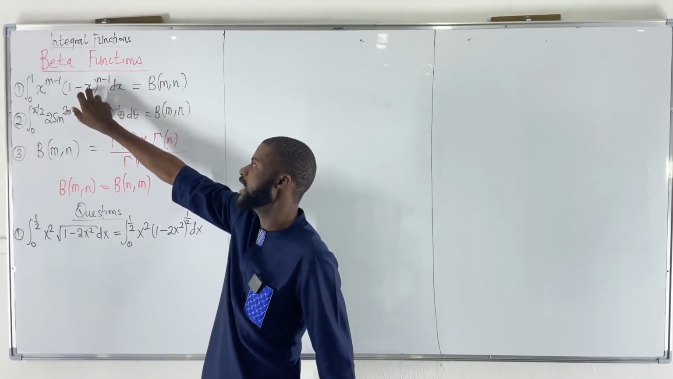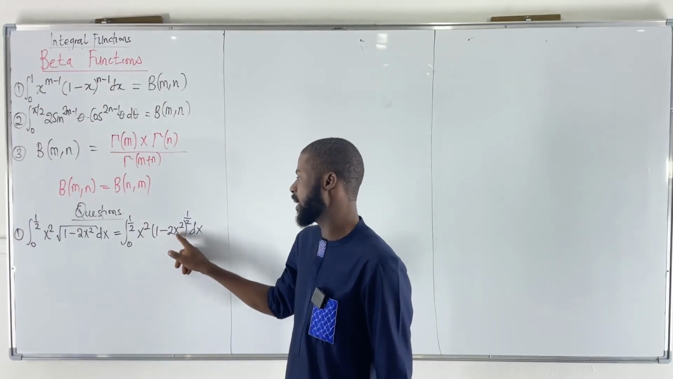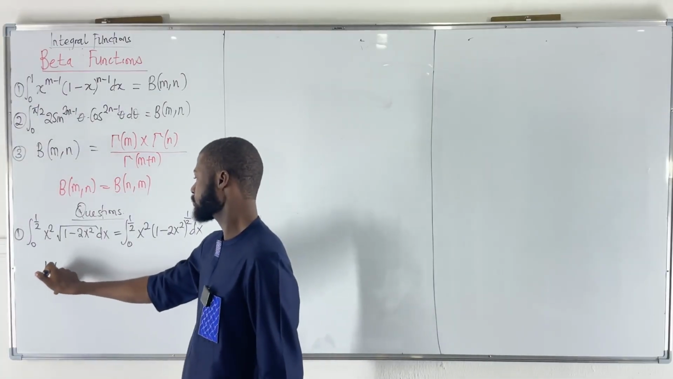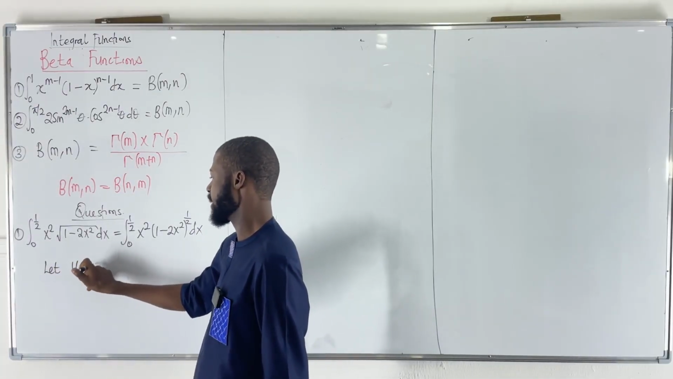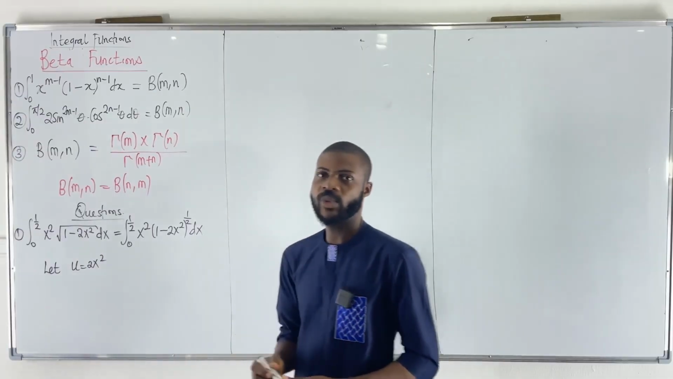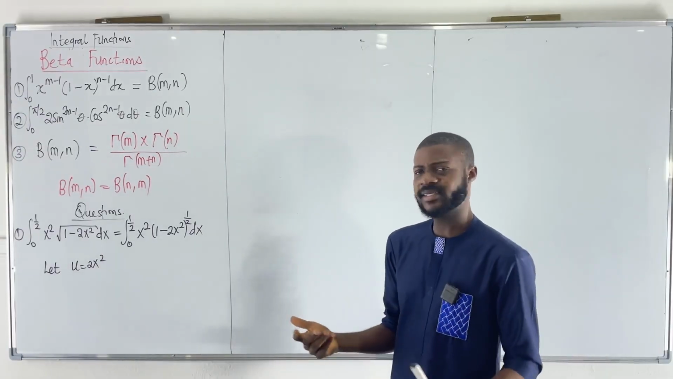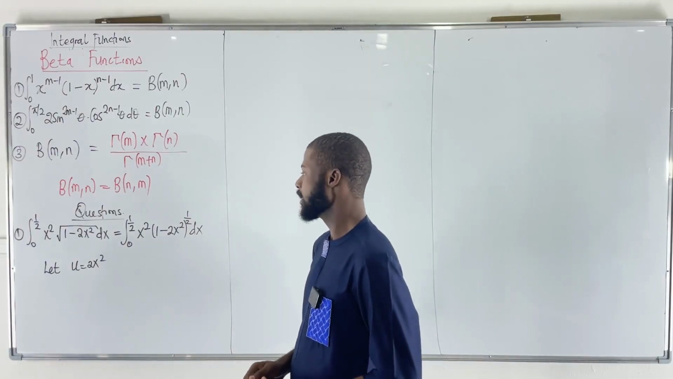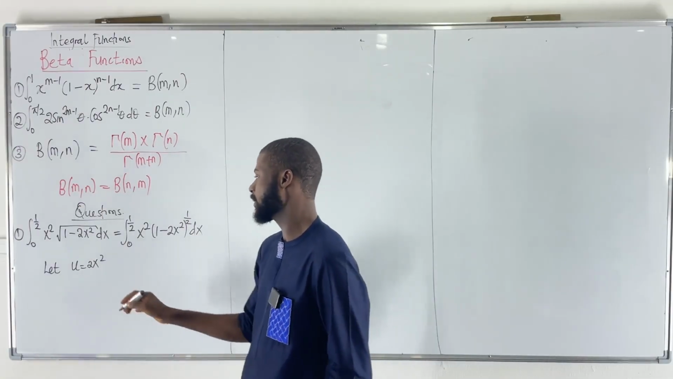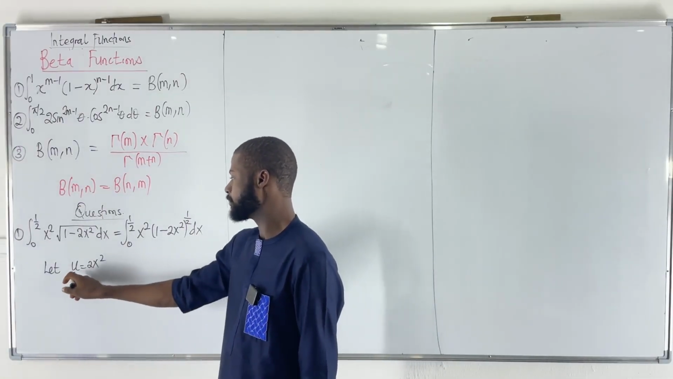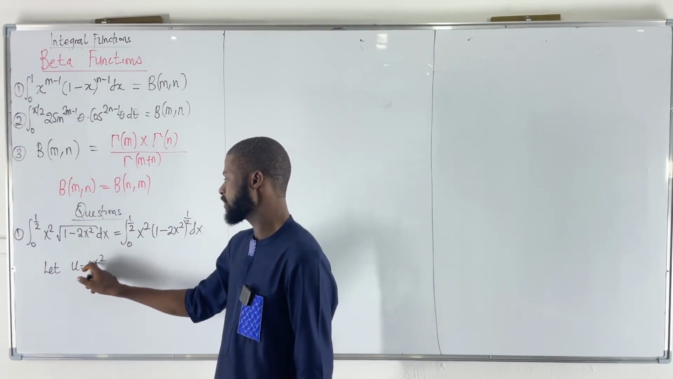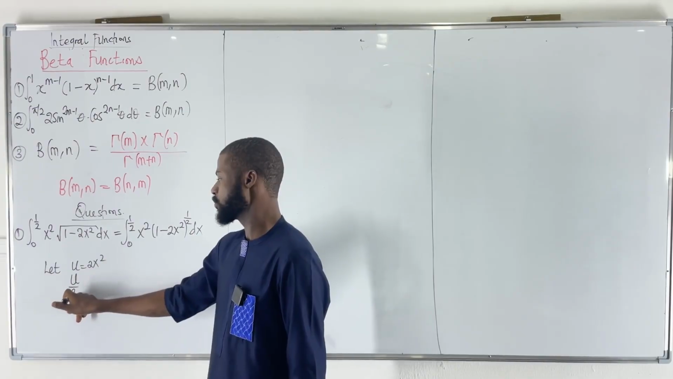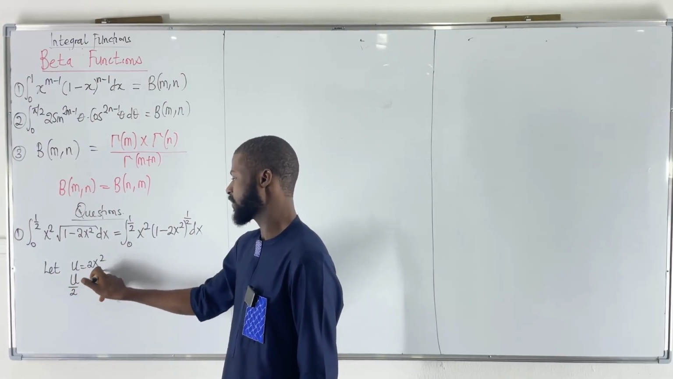But the problem is that instead of x, here we have 2s squared, so it shouldn't be so. I'm going to say let u become 2s squared, because when u becomes 2s squared, it makes things easy for me to solve. So let u become 2s squared. Now, since u is 2s squared, to make s the subject, I first have to divide by 2. So u over 2 is equal to s squared.